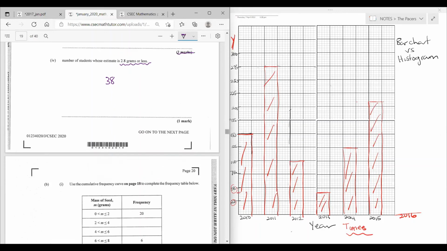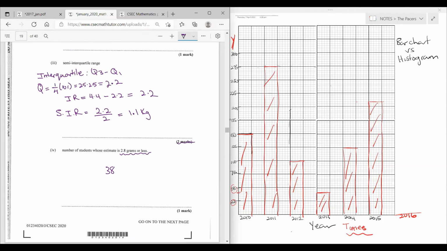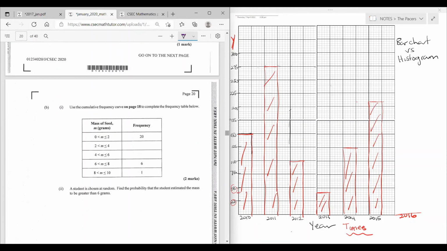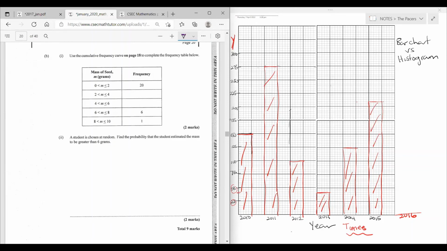I don't know where I read a probability question, you know. No. Right, quickly use the cumulative frequency curve on page 18 to complete the table.